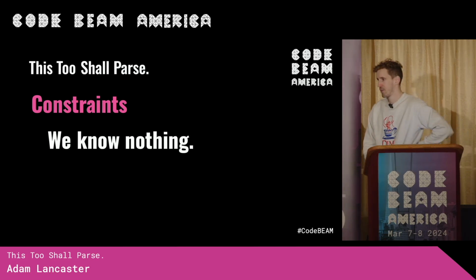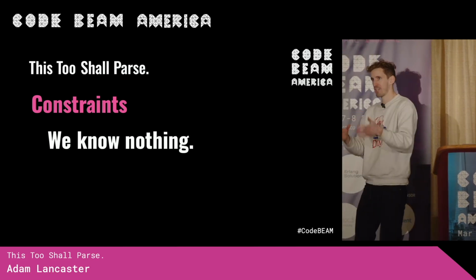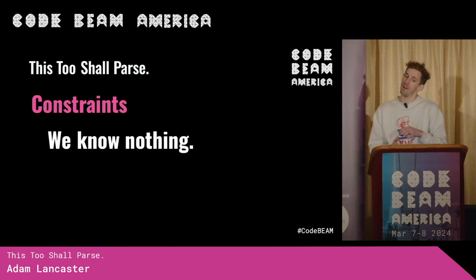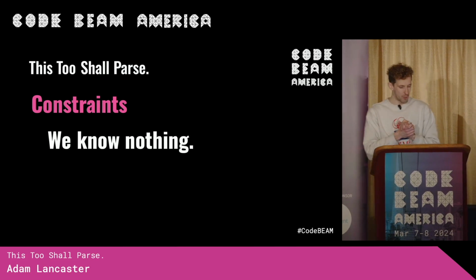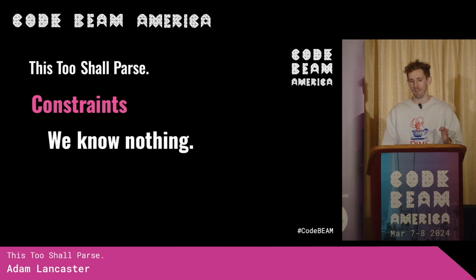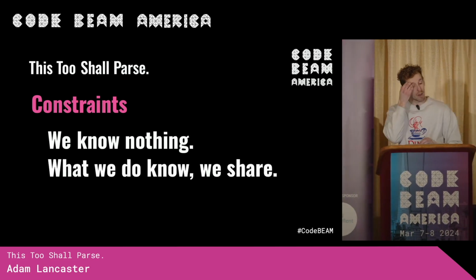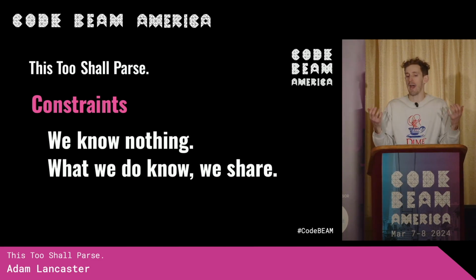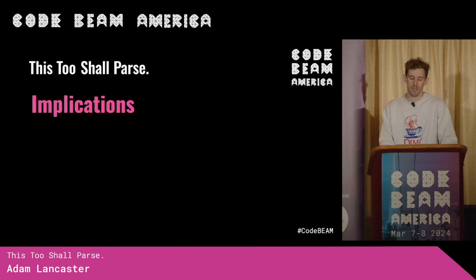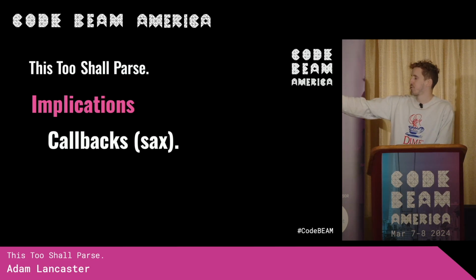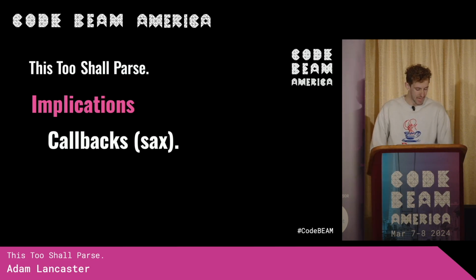So let's design a JSON parser together, because we'll need that first before we can go extra with it, right? The first constraint is that we know nothing, which is a rule for life, I think. And the next thing we should think about is that whatever we do know, we should share, so we shouldn't be hiding information.